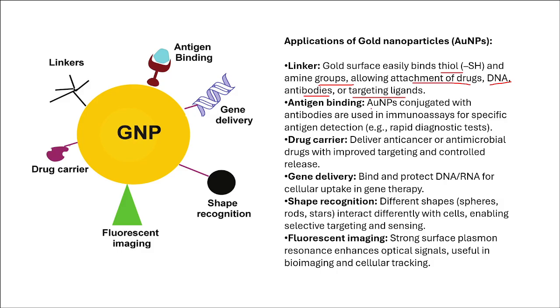Now, next is antigen binding. Gold nanoparticles conjugated with antibodies are used in immunoassays for specific antigen detection. Like just now I told you, there are different rapid diagnostic tests. These are kit-based tests, where there would be gold nanoparticles with antibodies, and when you pass the sample, they would have antigens, they would come and react with it, and maybe by fluorescence or something, you can detect it. We'll study this as well in later sections, because this particular week, we just have to discuss how these different nanoparticles are synthesized, what are the different synthesis mechanisms, and these things.